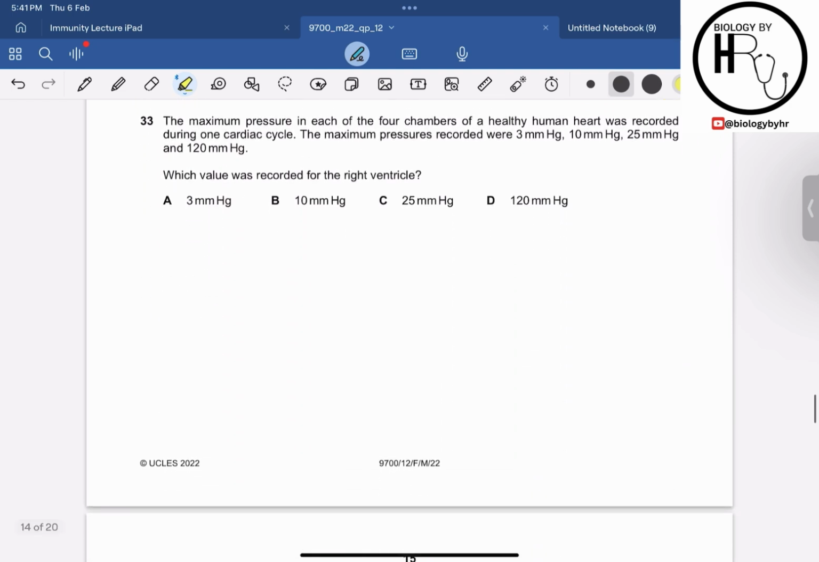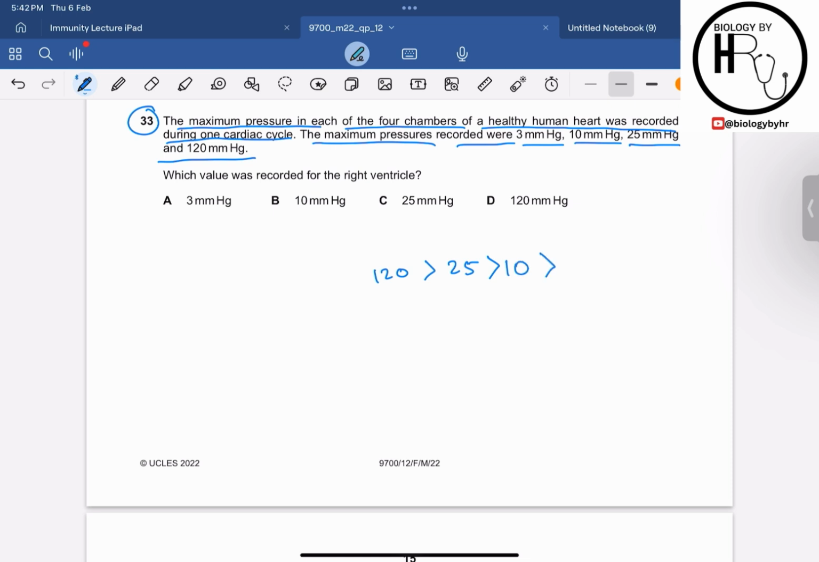Now let's look at question 33 over here. It says that the maximum pressure in each of the four chambers of a healthy human heart was recorded during one cardiac cycle. The maximum pressures recorded were 3 mm Hg, 10 mm Hg, 25 mm Hg and 120 mm Hg. Which value was recorded for the right ventricle? Now let's arrange these pressures from the highest to the lowest. We can say that 120 is greater than 25, then 25 is greater than 10 mm Hg, and 10 mm Hg is greater than 3 mm Hg.